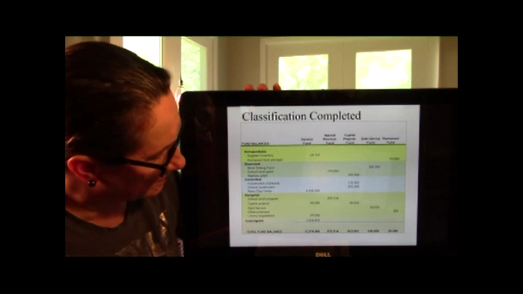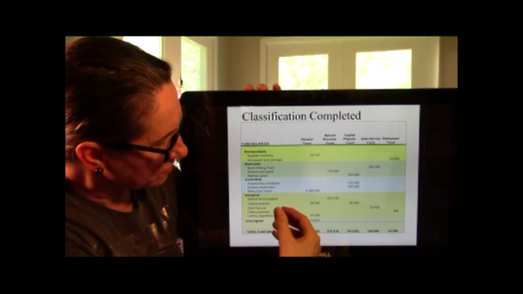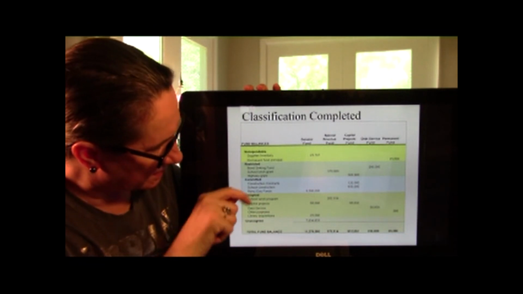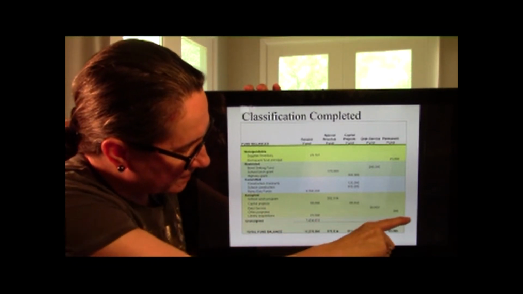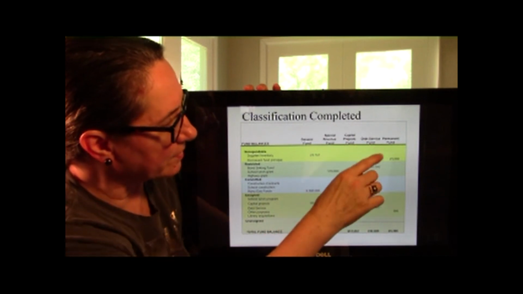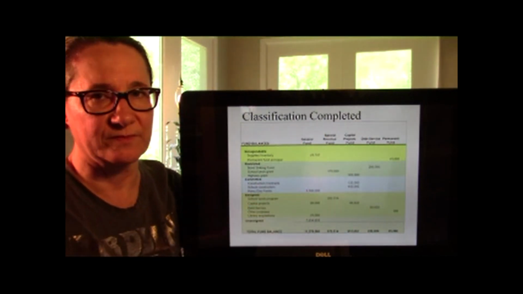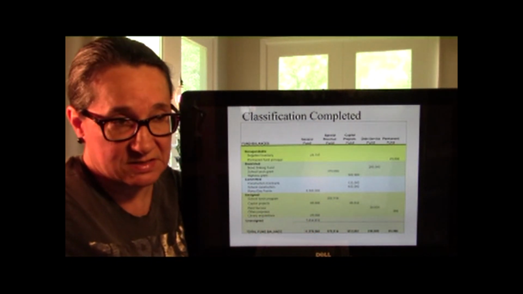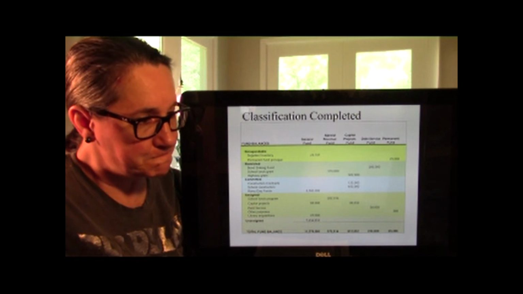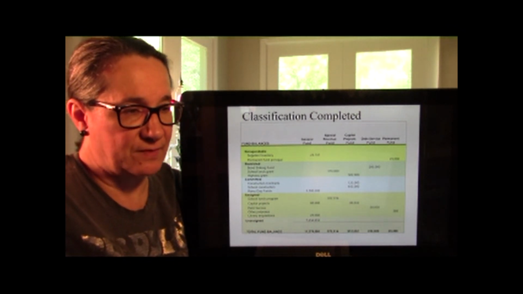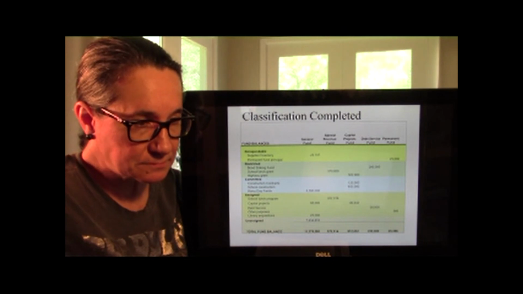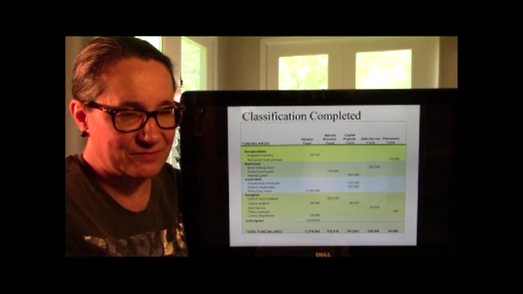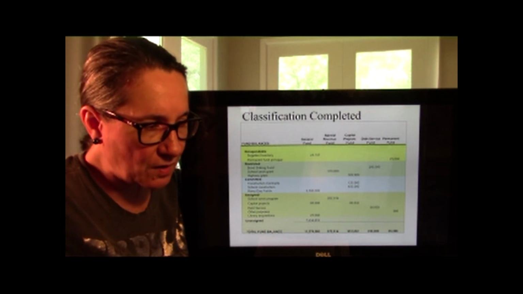So when you're all said and done, you've got your spendable, restricted, committed, assigned, and unassigned. And again, no funds left unassigned anywhere else. So special revenue, capital project, debt service, they will never have unassigned. Only the first general fund column will have unassigned. So that's how you decide which hierarchy of fund it goes in, right? There's different levels of restrictions.